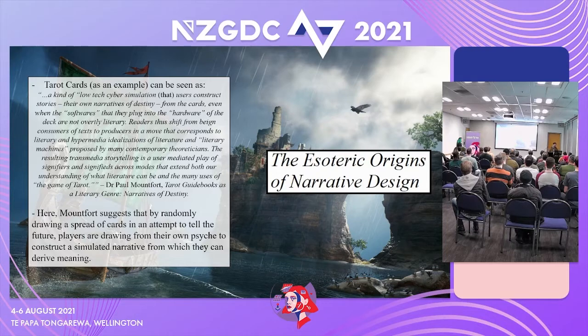So this was a quote by Dr. Paul Mountford, who is the head of the Creative Writing School at AUT and my supervisor for my PhD, so I thought I'd chuck in some stuff from him there. Mountford suggests that by randomly drawing a spread of cards in an attempt to tell the future, players are drawing from their own psyche to construct a simulated narrative from which they derive meaning.